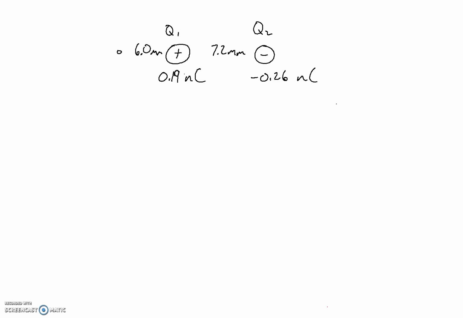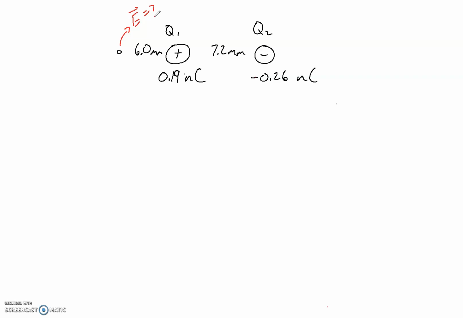Okay, so let's do some more practice with some point charge electric fields. Here we have a couple charges, Q1, Q2, 0.19 nanocoulombs, negative 0.26 nanocoulombs, 7.2 millimeters between the charges, and then 6 millimeters to the left of Q1. This is where we are going to find the electric field.